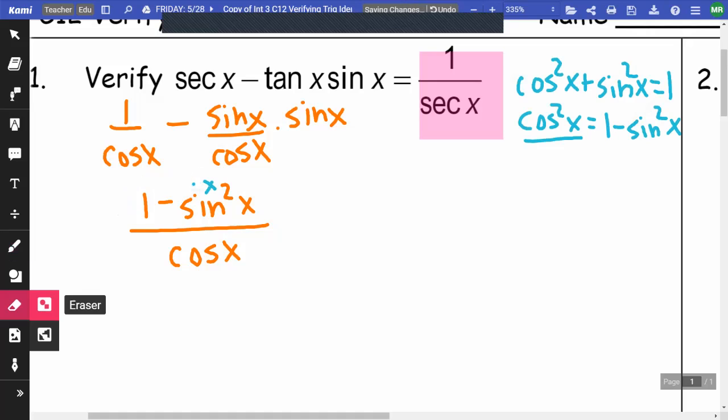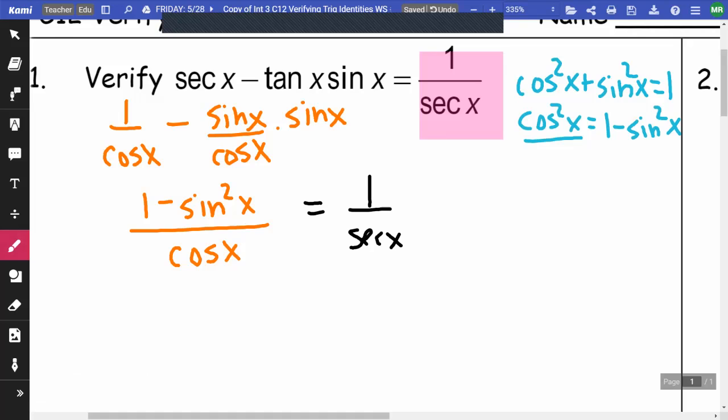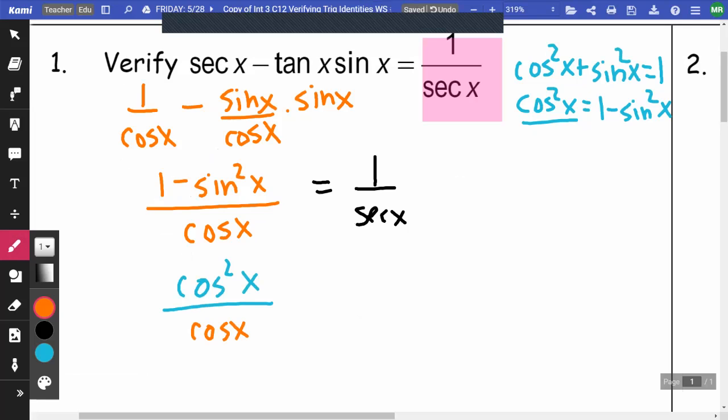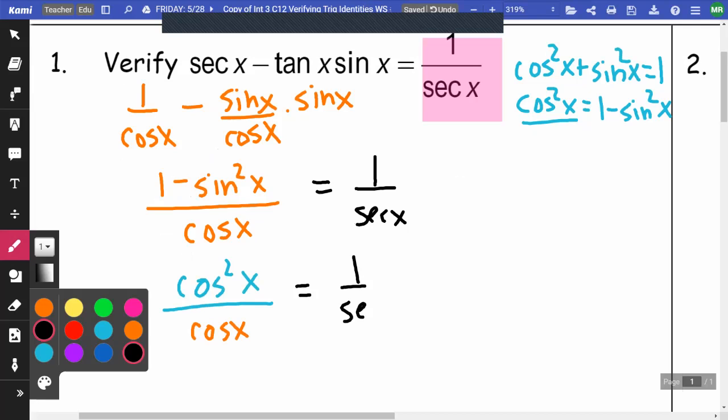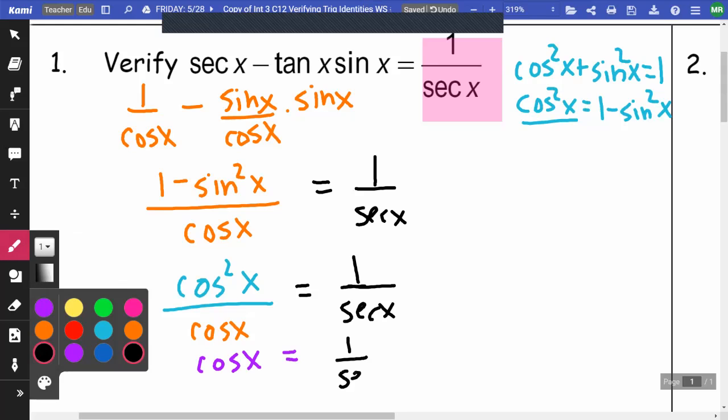Okay, so let me rewrite this. So again, my focus is I'm trying to get 1 over secant x. That's what I'm trying to get. Okay, so this is going to be cosine squared x over cosine x is equal to 1 over secant x. This cosine squared x over cosine x is going to be a cosine x is equal to 1 over secant x.